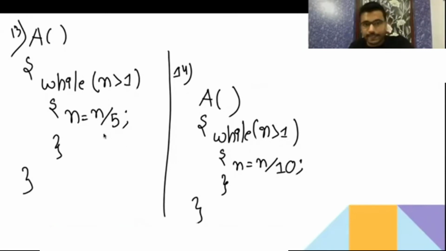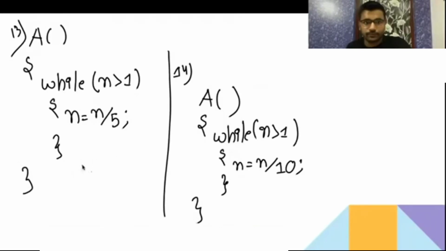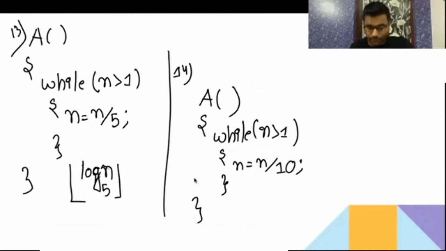Yeah, correct. See, it is dividing by 5, so it is going to be floor of log n base 5. And for the next one, it is going to be floor of log n base 10. Correct, very good. So for this kind of question, just by seeing the equation, this loop, you can quickly give the answer.